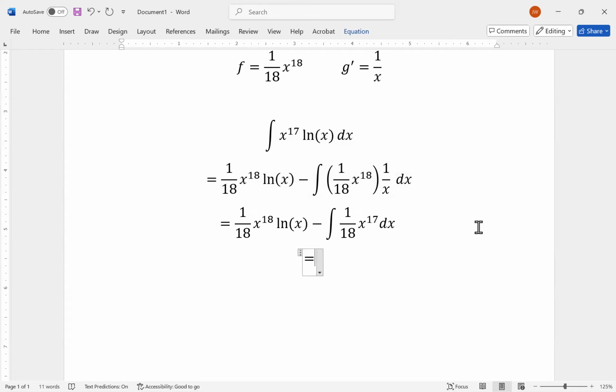That is fairly straightforward to integrate. So the first term is 1 over 18 x to the 18th power times the natural log of x. That always just stays the same. And then I have minus, well, when I integrate x to the 17th, I'm going to get an x to the 18th, and I'm going to divide 1 over 18 by 18. So that becomes 1 over 324. 18 times 18 is 324.